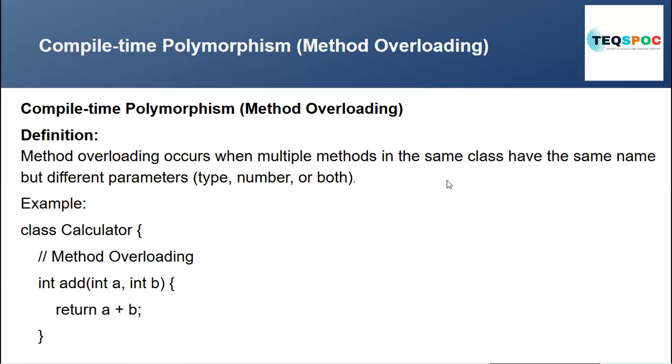So what is method overloading? In previous classes we have seen constructor overloading and method overloading also. Method overloading occurs when multiple methods in the same class have the same name and only the passing parameters are different. Say there is a class Calculator, and you have created a method, int add, where we have two parameters, int a, int b.